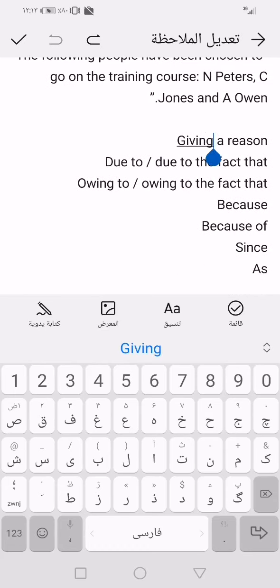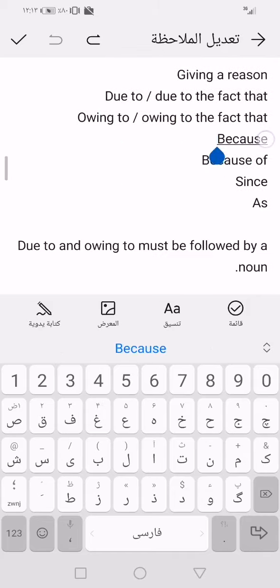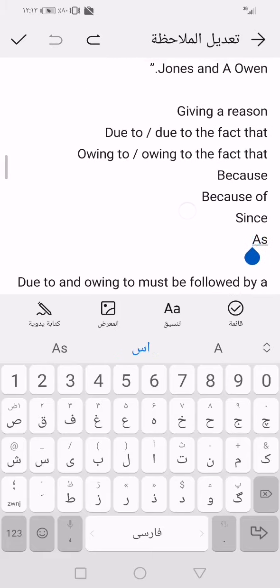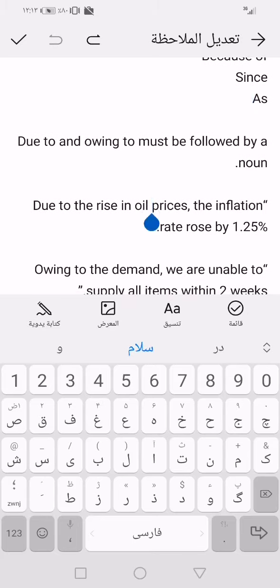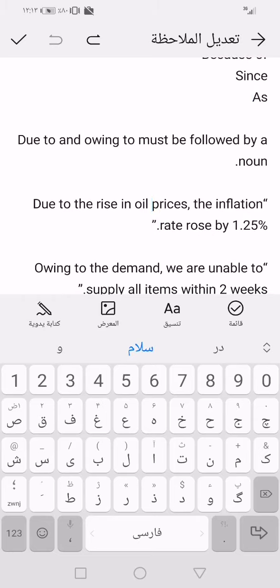Giving a reason: due to, due to the fact that, owing to the fact that, because of, since, as. These words are used to give a reason. Due to and owing to must be followed by a noun. Due to and owing to, these two words must be followed by a noun. Due to the rise in oil prices, the inflation rate rose by 1.25%.